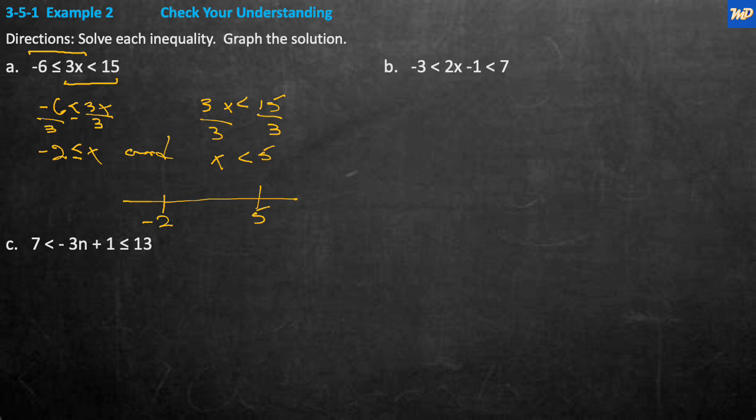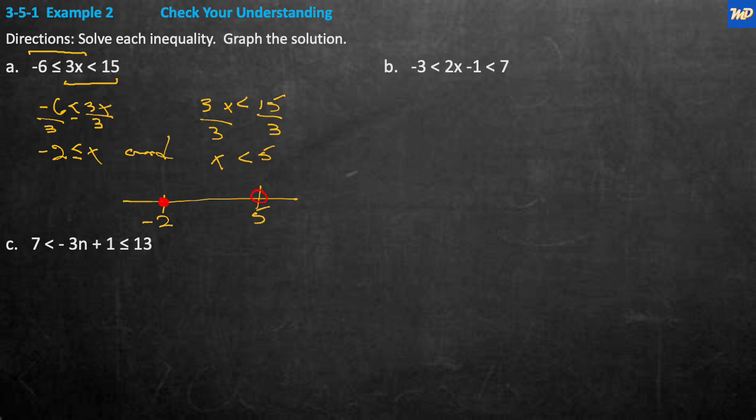The x is less than 5, so I'll change the color here. X is less than 5, so I'm going to put a circle on that 5. And on this side, -2 is less than or equal to the x, so it's a dot on the -2 because of the equal.